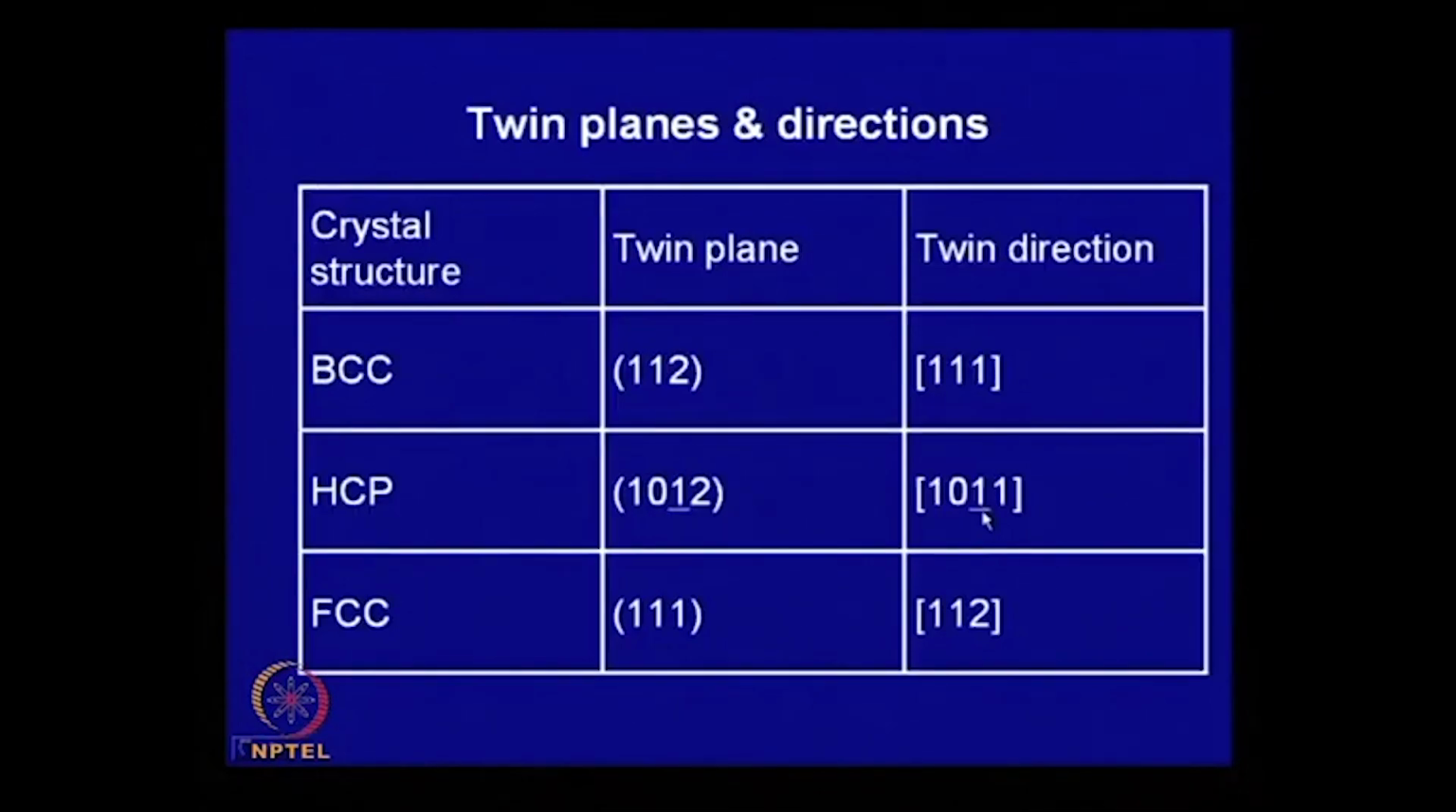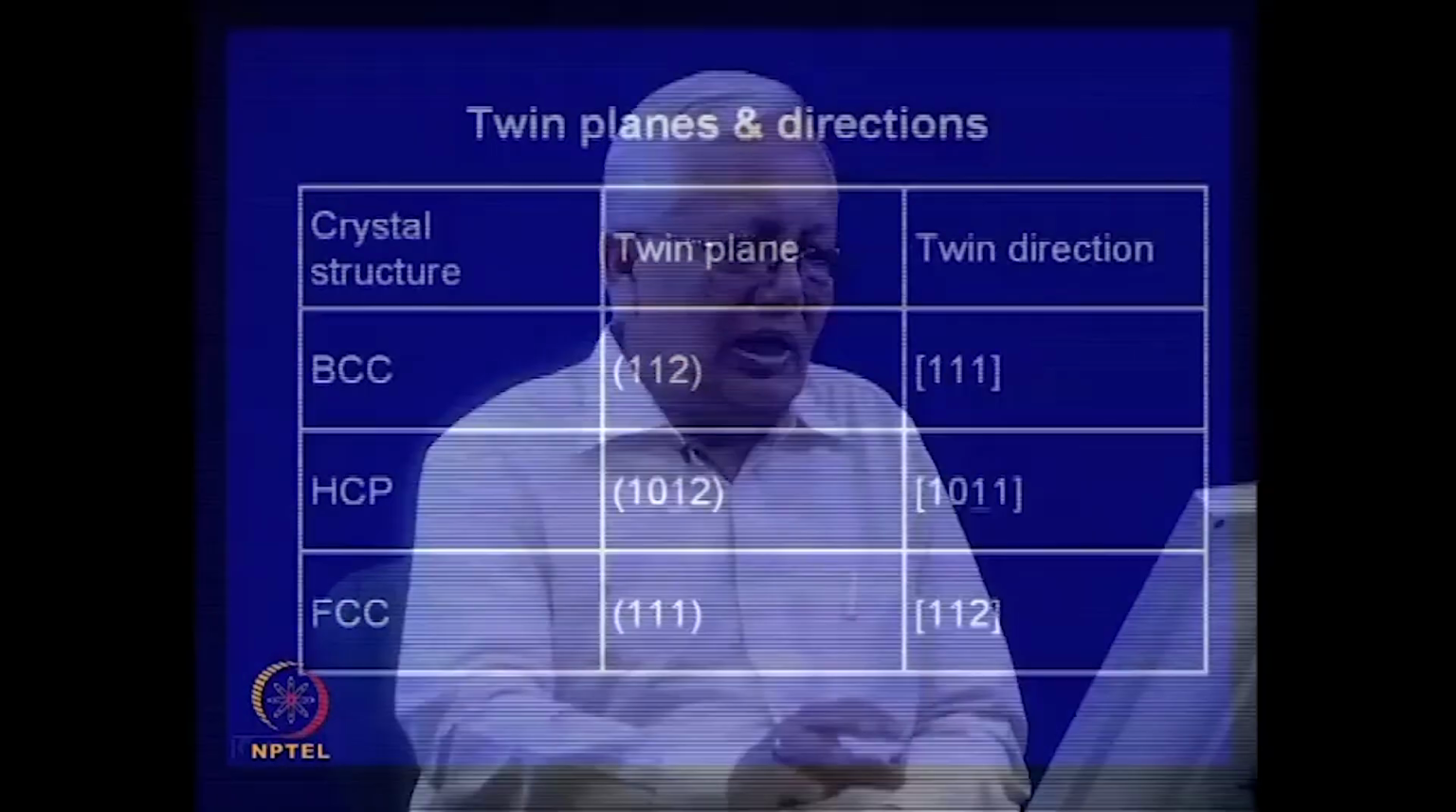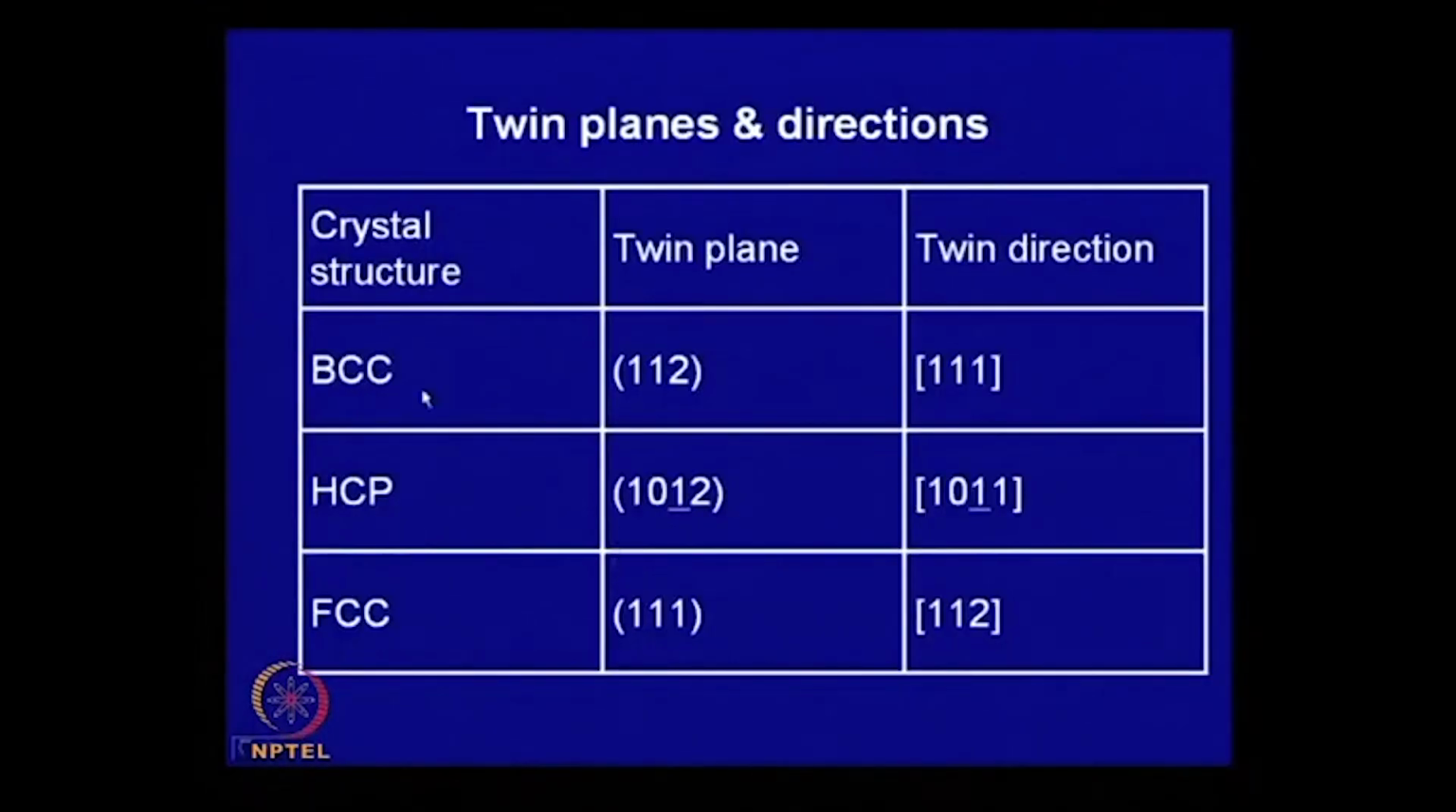Twinning also, like slip, takes place on specific crystal planes along specific directions, which are listed here. For BCC, the twin plane is 1 1 2, and the direction is 1 1 1. For HCP, the twin plane is a prism plane, 1 0 1-bar 2, and the twin direction is 1 0 1-bar 1, whereas in face centered cubic, the close-packed plane 1 1 1 is the twin plane, and the twin direction is 1 1 2.